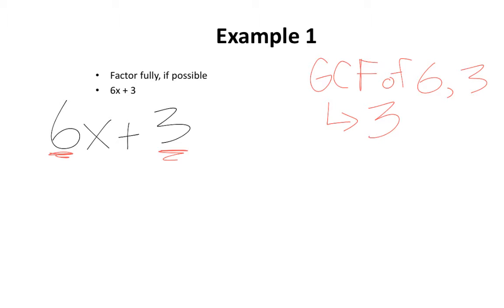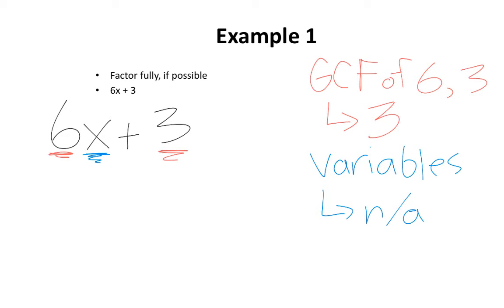The next thing you want to take a look at are the variables. We have two terms here. One of the terms contains an x. The other term does not contain any variable. Therefore, there are no variables which are common between these two terms. I'm going to write that on the side. I'm just going to write NA. At this point, I'm going to factor out my 3.